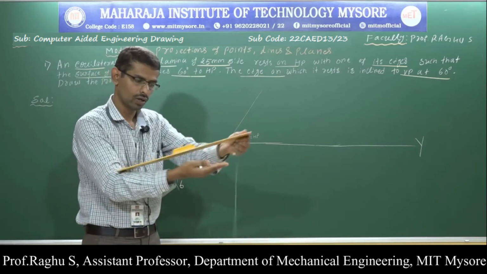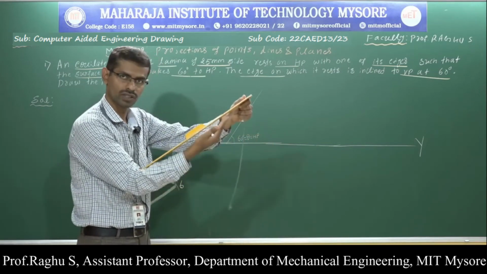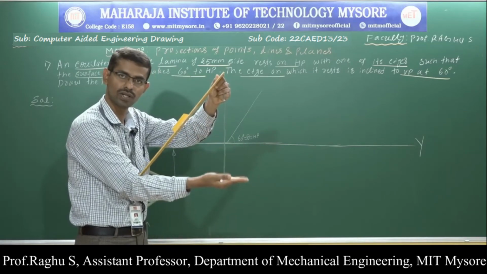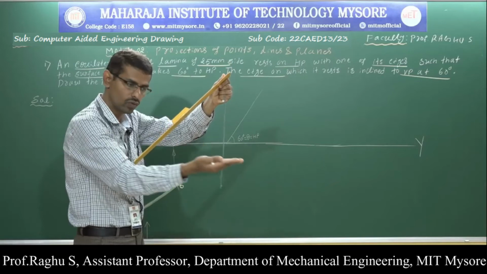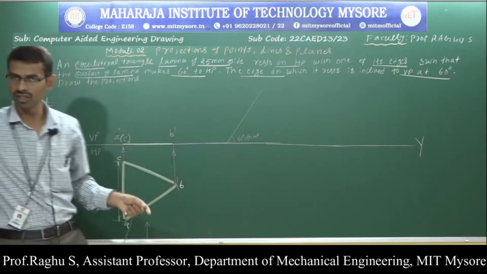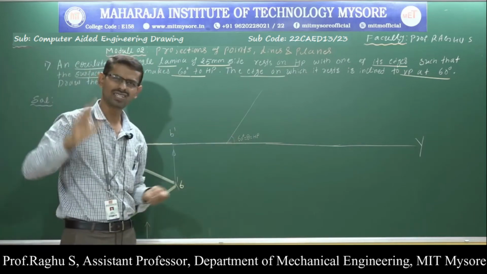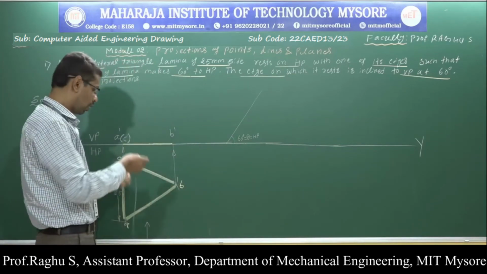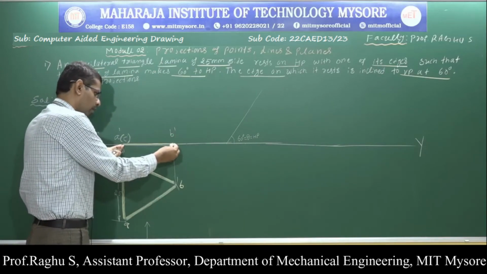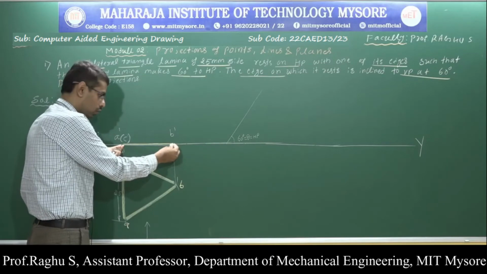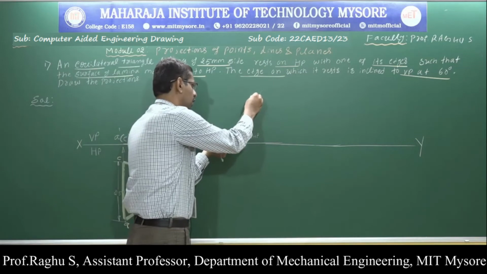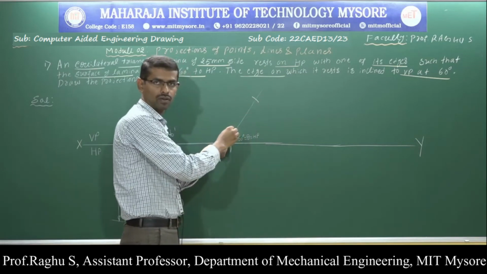For example, assume this as a triangle lamina. When the lamina is inclined with respect to HP, this entire inclination will be visible in the front view. I have written the front view inclination. Now take the 60 degree angle, just draw a very thin line. Next, measure this dimension, the front view length, using this compass. Next, cut an arc.